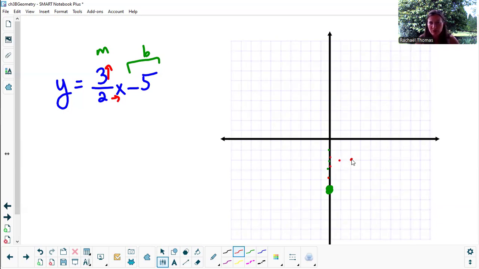1, 2, 3, 1, 2. There's my line. What happens if the negative is on the slope?